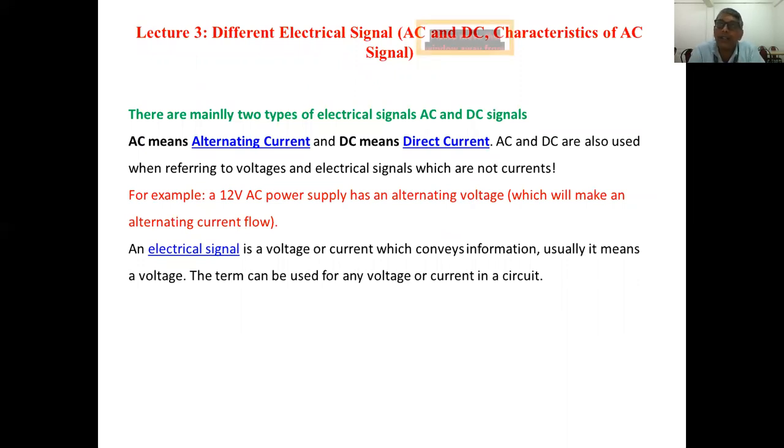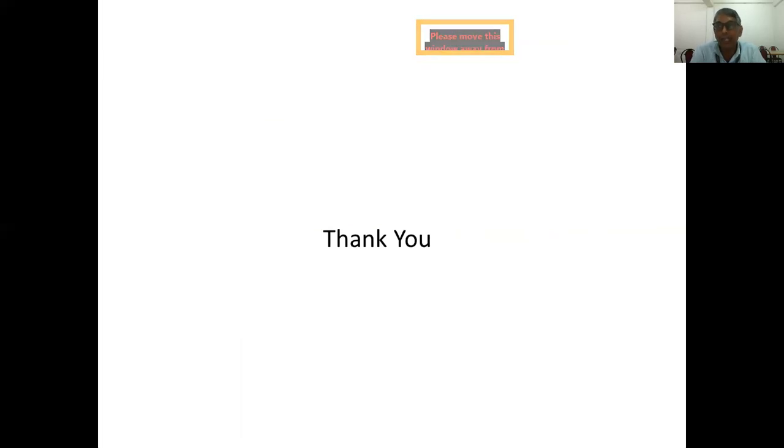Then after studying the passive components, now we are going to analyze the signals. What signals are available in electronic circuits? Basically, we have two signals. One is called the AC signal, another is called the DC signal. So this video just gives you a brief introduction about the passive components, and what signals are present in electronic circuits. So thank you.